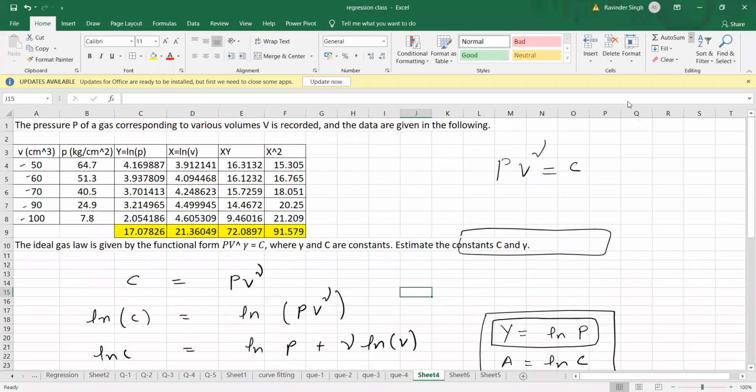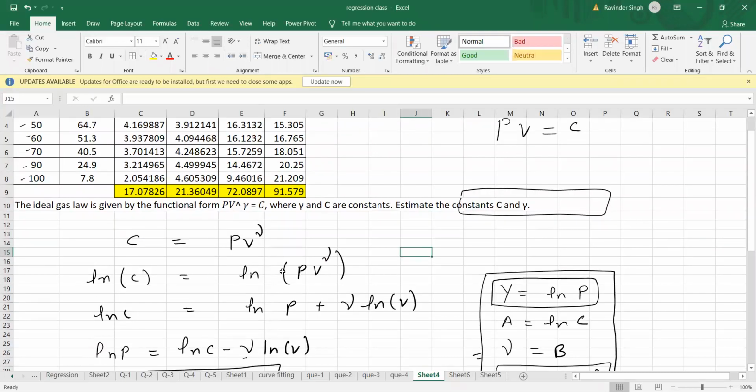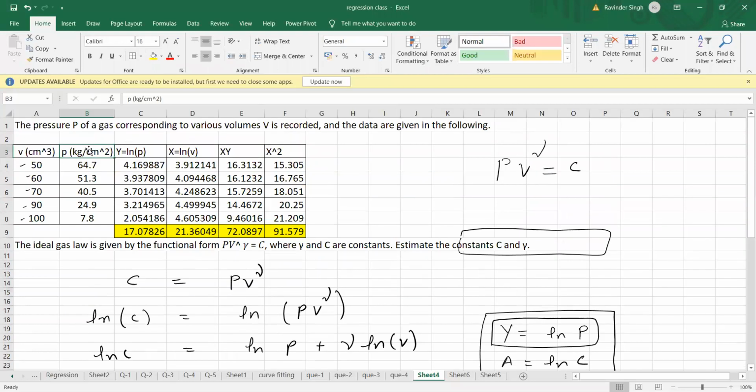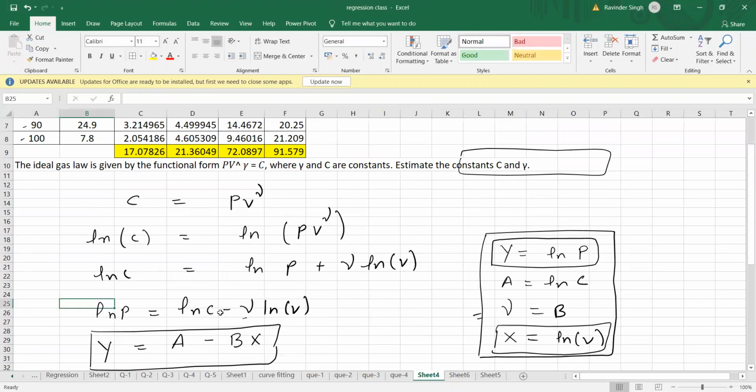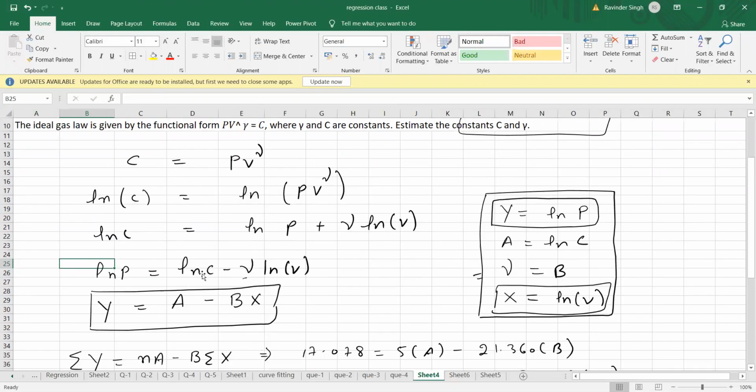If any doubt in this, I once again repeat, PV power gamma is equal to C was the given ideal equation of the gas. Then we have taken log both sides because we have pressure and volume. So pressure will come on the left hand side. So log C have taken to the right hand side. So it becomes log C minus gamma log V. So log P have taken as capital Y, log C have taken as capital A, gamma have taken as capital B, and log V have taken as capital X. This is just a substitution to look like in the form of equation of straight line.